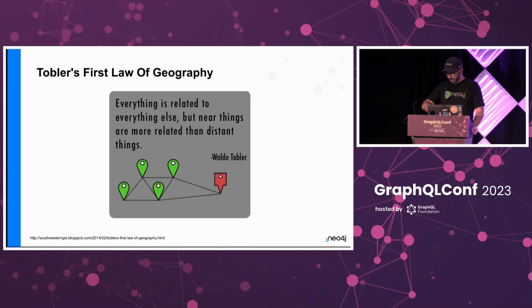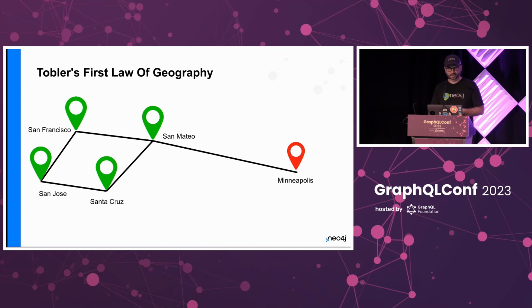When I first started learning about geography, you learn about Tobler's first law of geography, which says that everything is related to everything else, but near things are more related than distant things. So let's apply that to an example. Neo4j HQ is in San Mateo. That's like 5 miles that way, maybe. I don't know, I'm a little turned around. We're in Burlingame, it's pretty close.